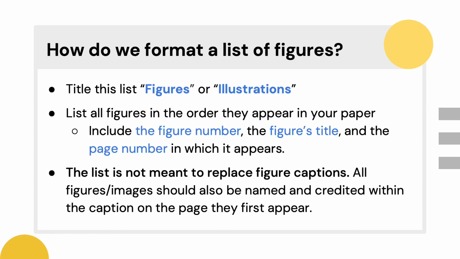Title this list Figures or Illustrations. List all figures in the order they appear in your paper. Include the number you assign to the figure, its title, and the page number on which it appears in your paper. It's important to note that a list of figures is not meant to replace figure captions. All figures included in your paper must also be named and credited within the caption on the page that they first appear.